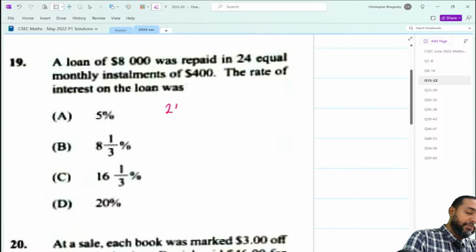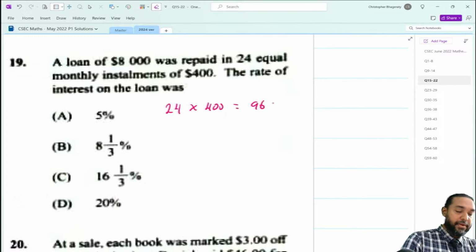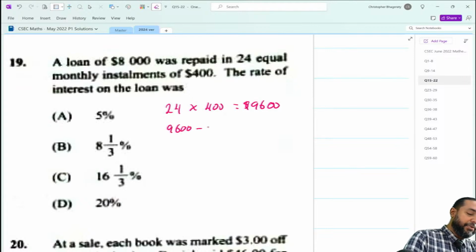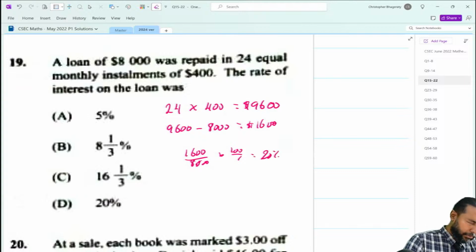Right, so 24 payments of $400 will give us 9,600. That's the total paid back. If you take your total paid back and subtract the amount you borrowed, that'll give us the interest figure in dollar terms, right? And to find that interest as a percentage, you take 1,600 over 8,000 and multiply by 100. That's 20%. Easy answer.